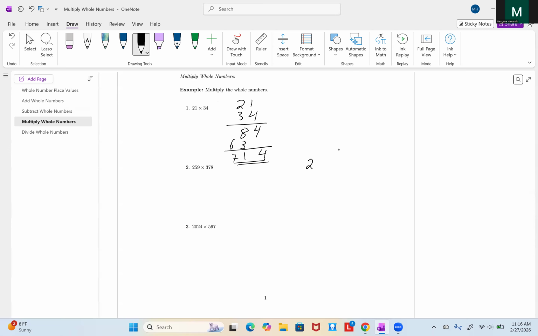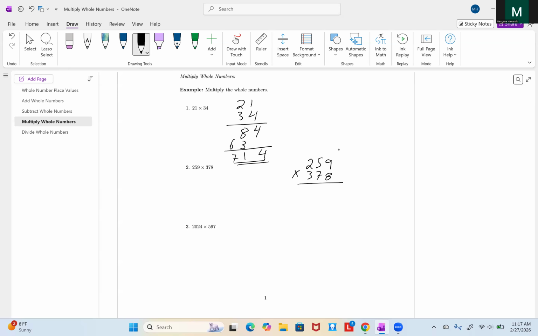Multiply 259 and 378. So 259 times 378. Okay, so we start multiplying from the rightmost digit, from 8, and we multiply each of the digits of the 259 by 8, starting from the rightmost digit and moving to the left. Once we are done with that, we move on to the tens place digit, which is 7, and then we multiply each of the digits of the 259 and so forth. And then we move on to the third.